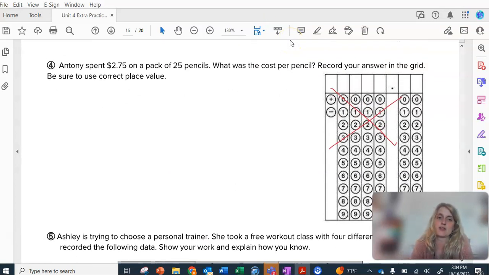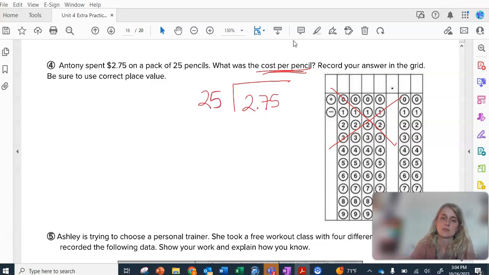Anthony spent $2.75 on a pack of 25 pencils. What is the cost per pencil? Cost per pencil. That's how you set it up. No need to slide. 25 is a whole number, so raise this decimal to the roof. Start dividing. I'm looking for a complete sentence that says the cost is blah, blah, blah for every 1 pencil.